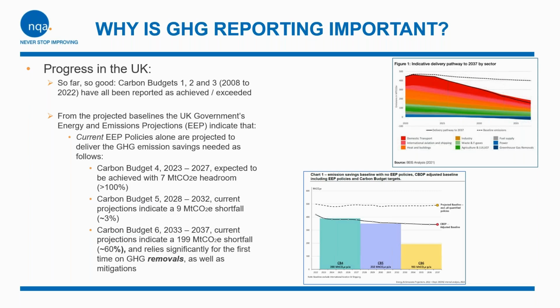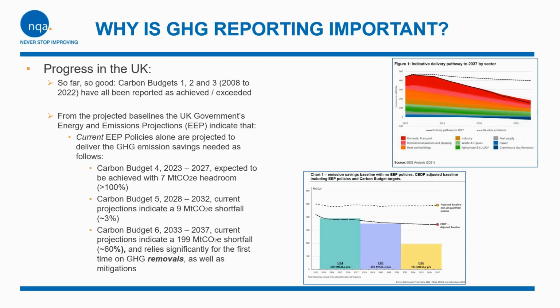From the projected baselines, the government has produced what they call EEPs, energy and emission projections, against each of the following carbon budget periods, and those indicate as follows. Carbon budget 4 will run from 2023 to 2027, and the energy and emissions projections indicate that that carbon budget period will be achieved, the necessary reductions will take place. And then carbon budget 5, which is from 2028 to 2032, the current projections indicate a relatively small shortfall, but time is still on our side, of course.